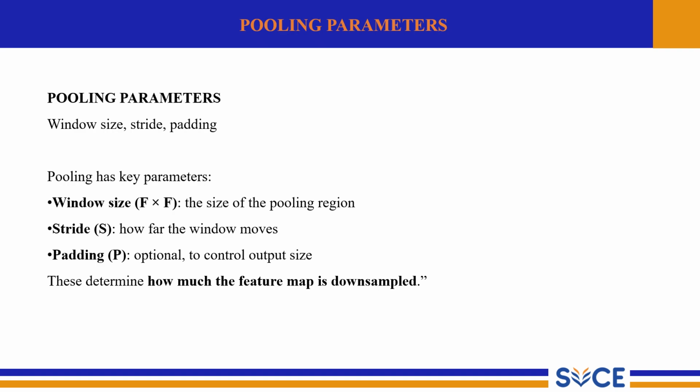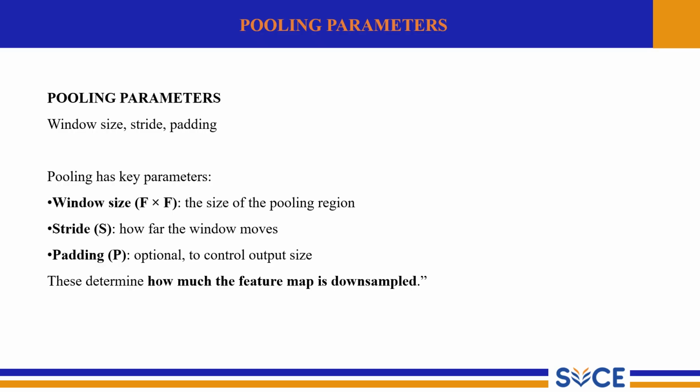Overlapping regions. So a stride equal to the window size moves the window without overlap, covering the feature map in non-overlapping patches. Third one is padding. Padding is optional in pooling. Sometimes zeros are added around the edges of the feature map to control the output size. Padding can help ensure that the pooling window covers the edges properly.